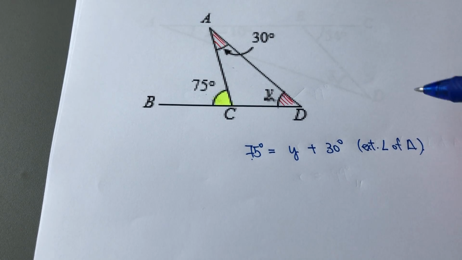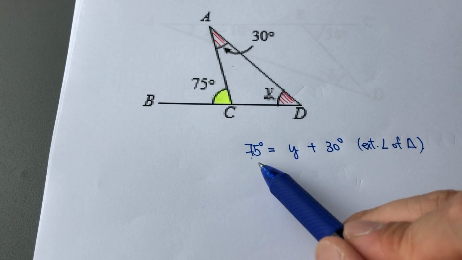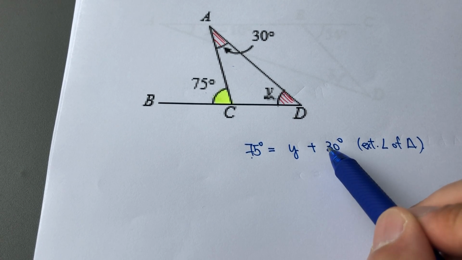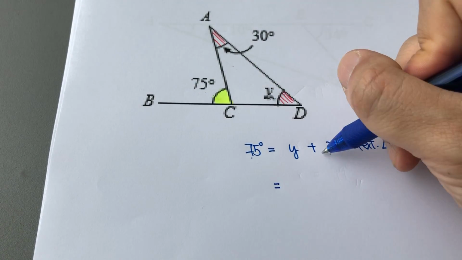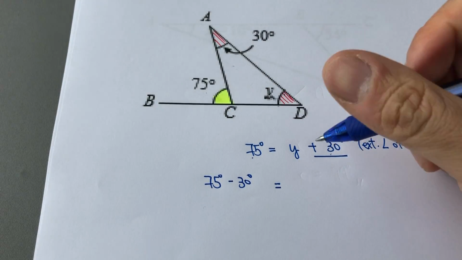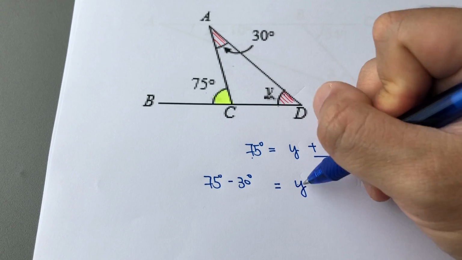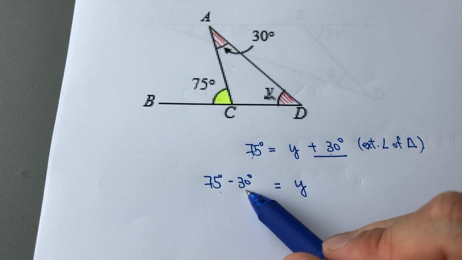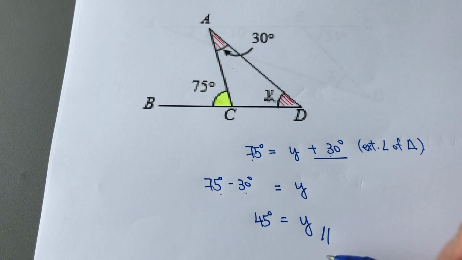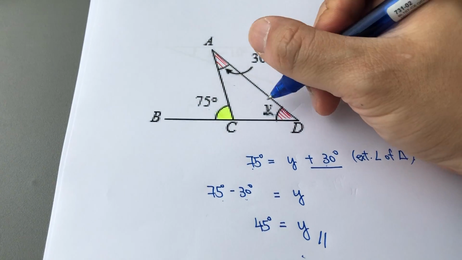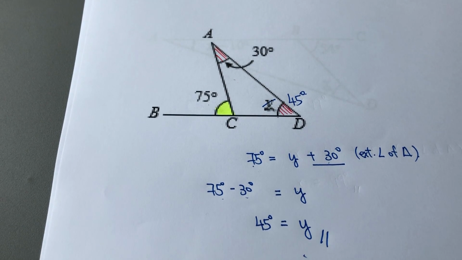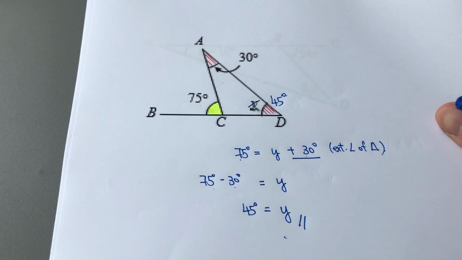Okay? Now, what are you going to do to solve this equation? We want to know what is y. So what to do with the positive 30? Yes, bring it to the other side. You should bring the positive 30 to the other side, and it will become negative 30. So that we have y left behind. 75 minus 30 becomes 45. Therefore, we know that y is equal to 45 degrees. Okay? Next question.